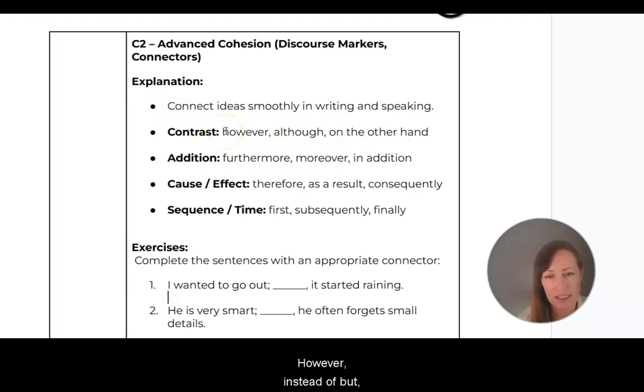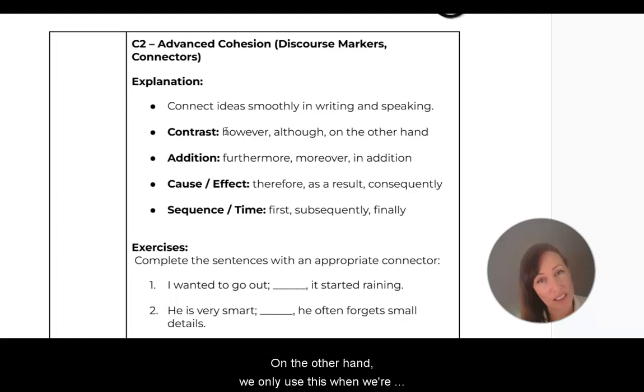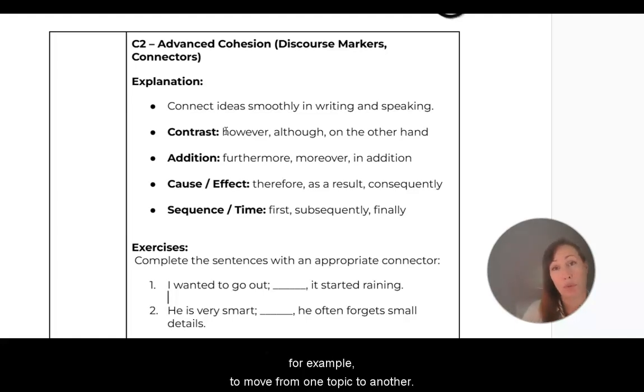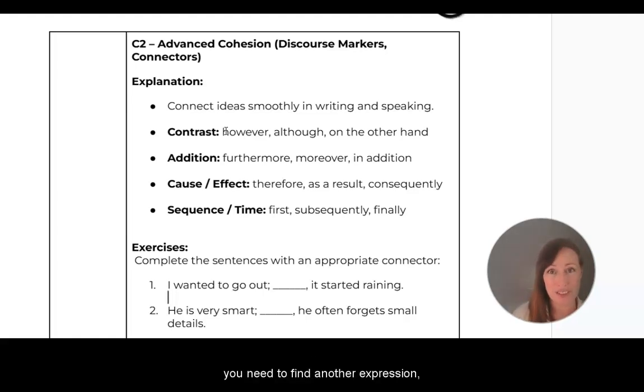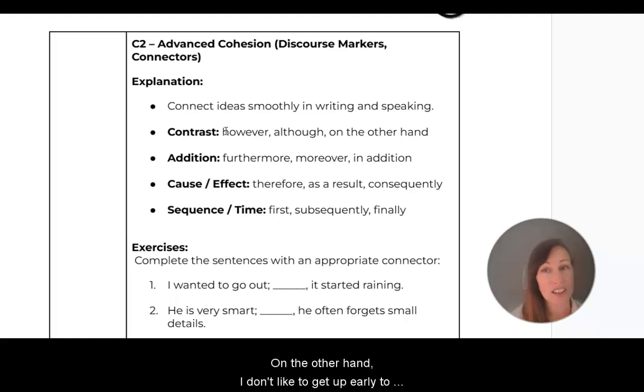However, that instead of but, although, even though, and on the other hand. Be careful with on the other hand. We only use this when we're contrasting. We don't use this, for example, to move from one topic to another. Okay, so if you're doing that, you need to find another expression. For example, moreover, in addition, also. Okay, so for example, on one hand, I like to exercise. On the other hand, I don't like to get up early to do it, for example.